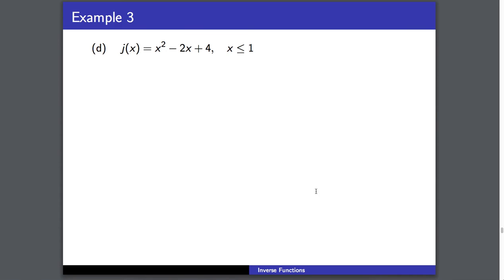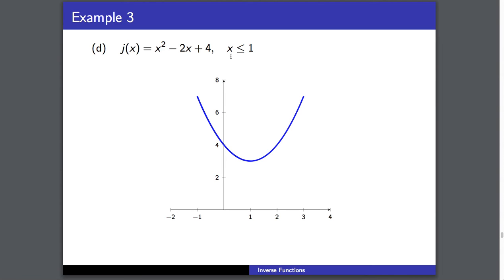All right, part D, we have j of x equals x squared minus 2x plus 4 with the stipulation here that x has to be less than or equal to 1. So here's the graph with the stipulation. Here's the graph without the stipulation. So if we did not include this part here where x is less than or equal to 1, then this is what the graph would look like. And notice this one fails the horizontal line test.